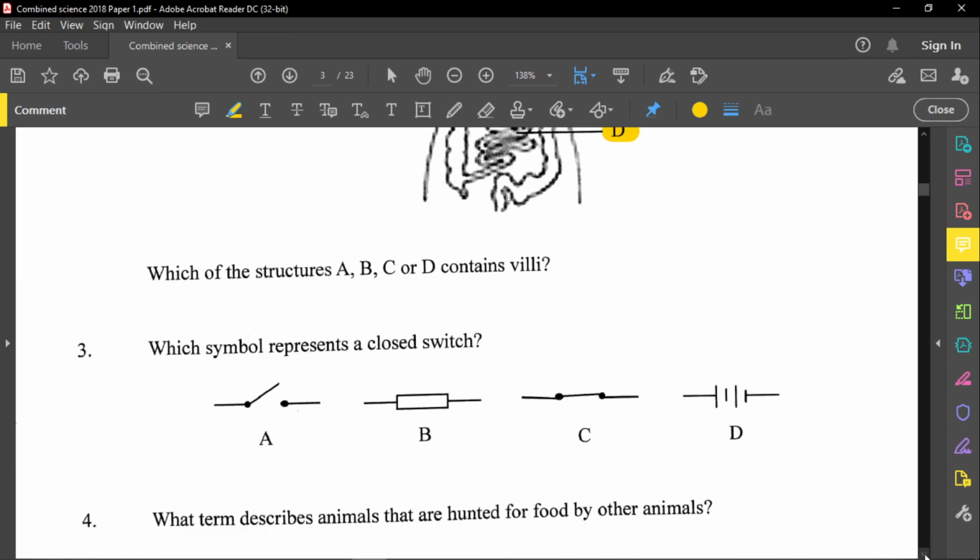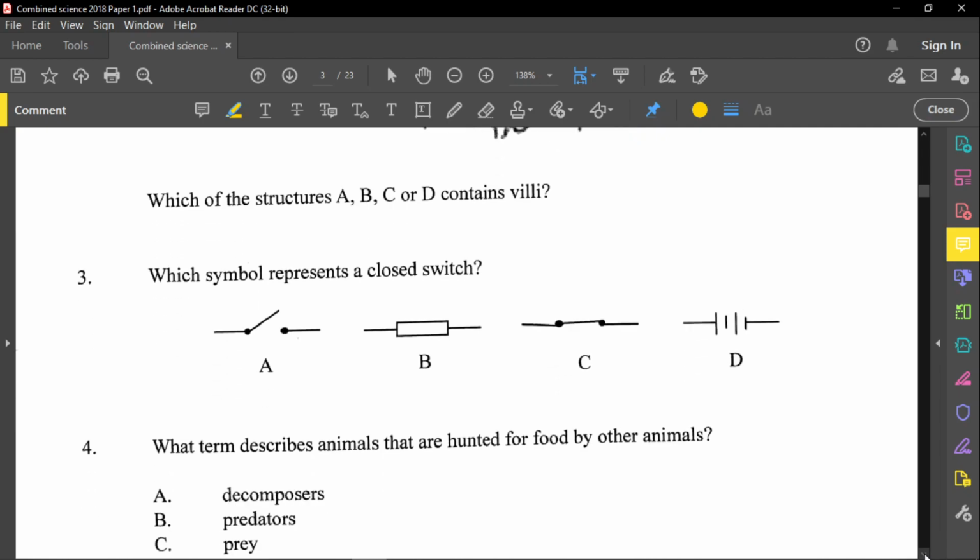Now let's go to number 3. Number 3 says which symbol represents a closed circuit, which means the switch is on, and so this here is C. All right, A is open circuit, C is a closed circuit, that means the switch is on, B is a fuse, and D is a battery.